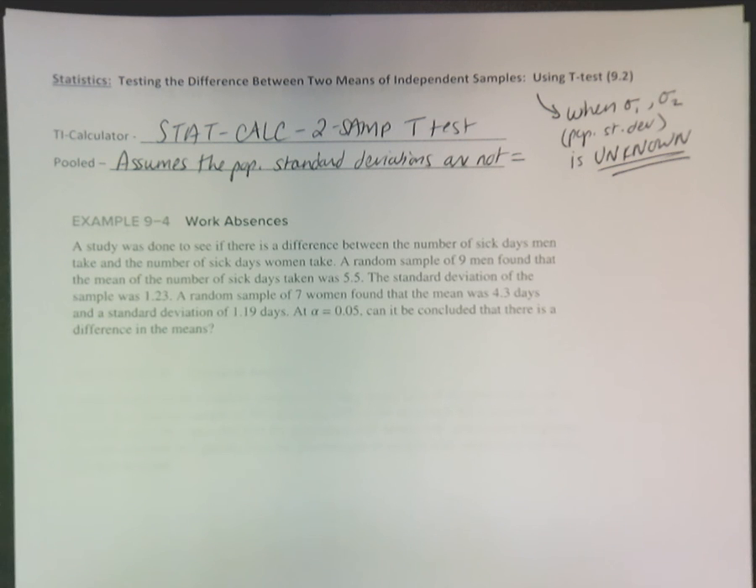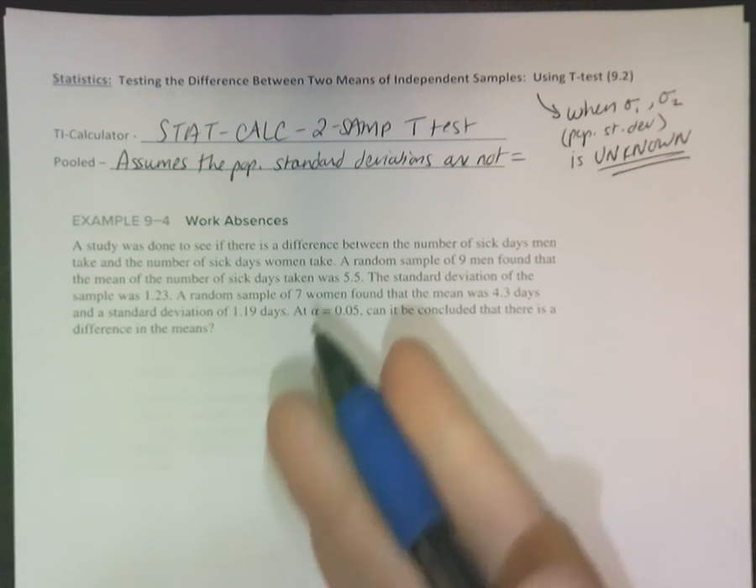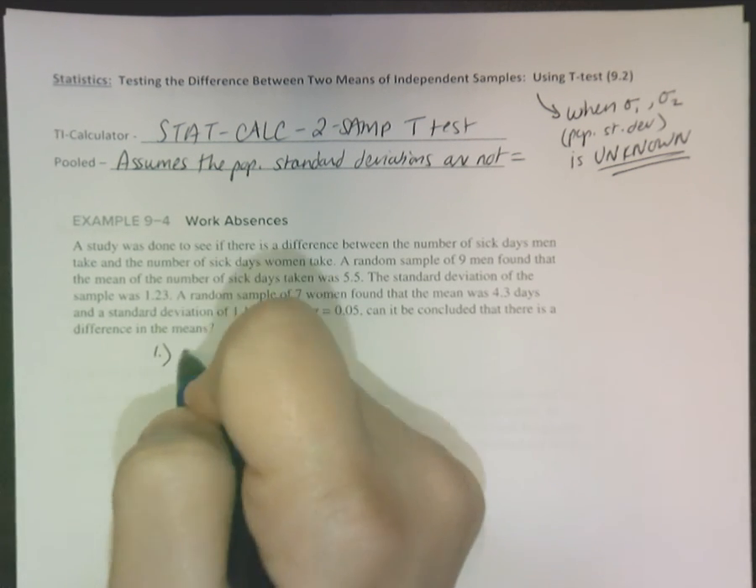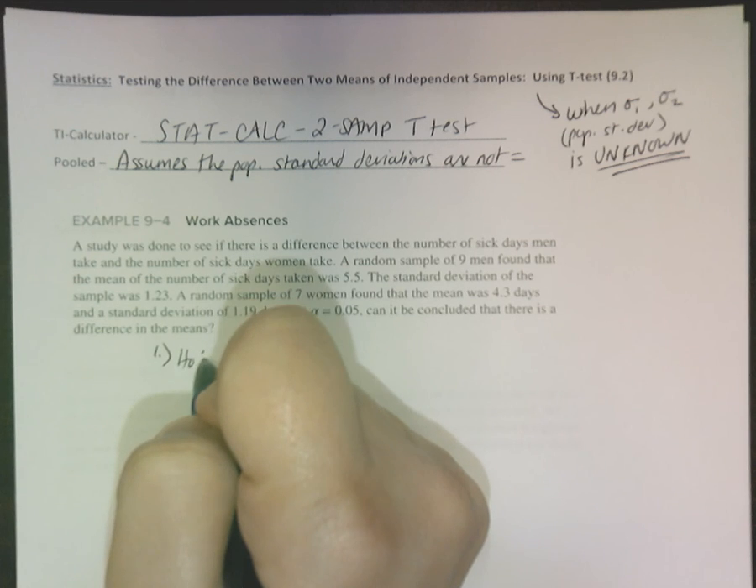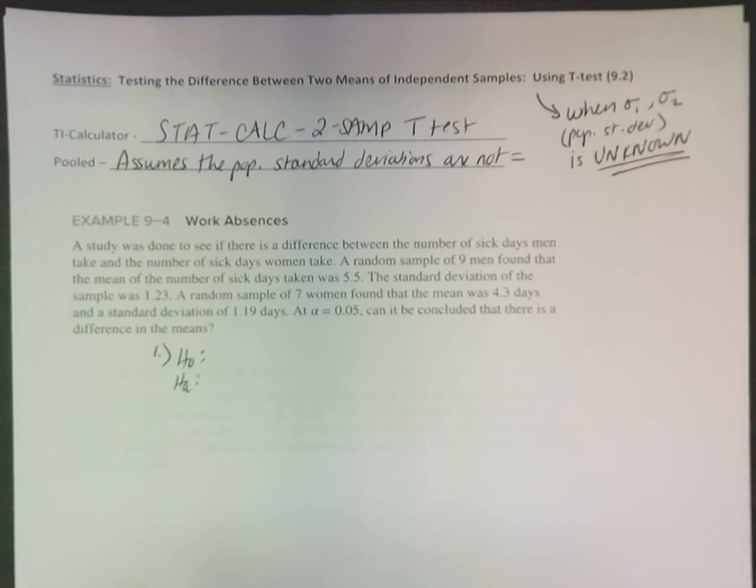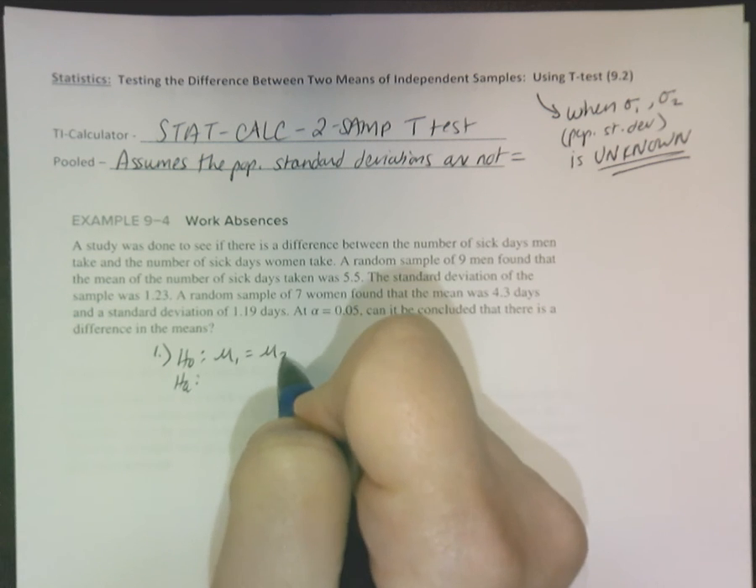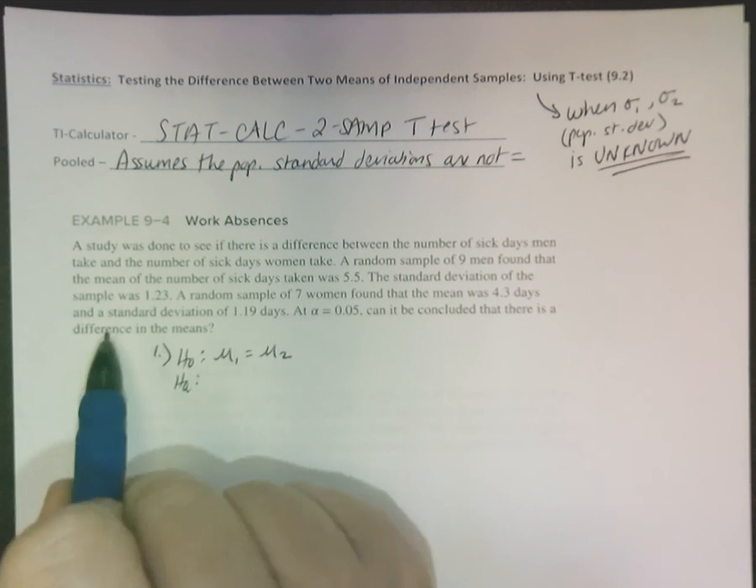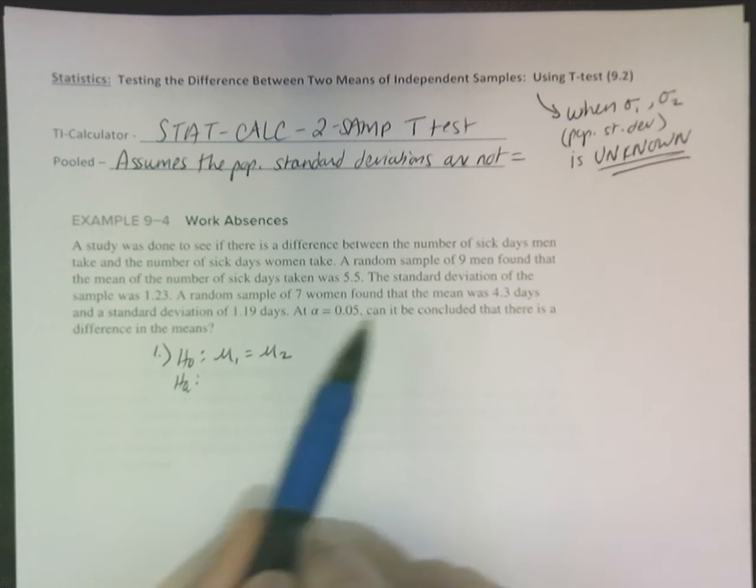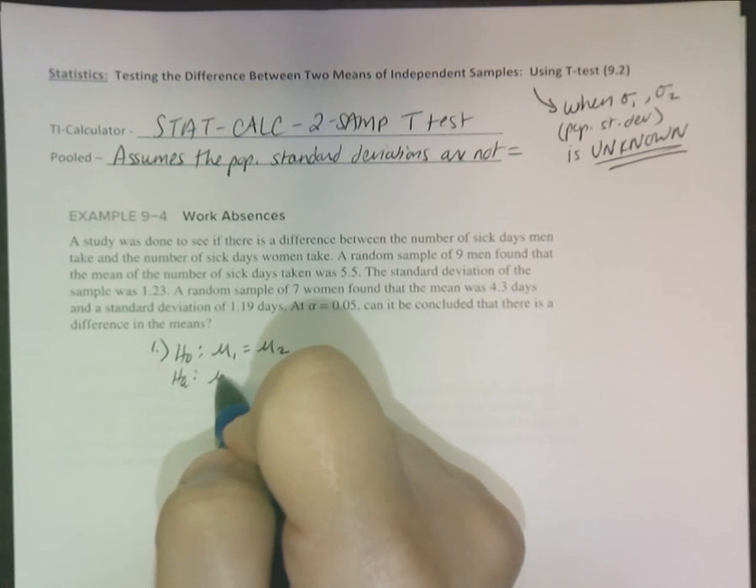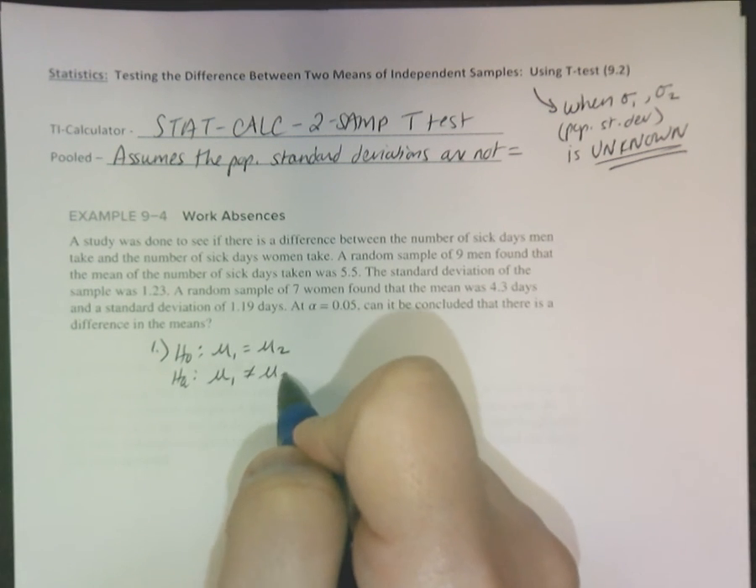So let's go and write this all out. Step number 1, what's our H0? What's our HA? Well, we're still thinking that the means are equal for the men versus the women. But our claim is, can it be concluded there's a difference? Can we say that, no, they're not the same?